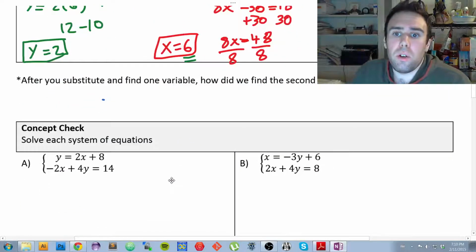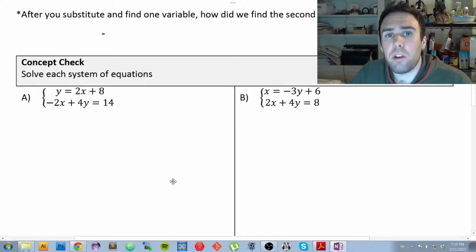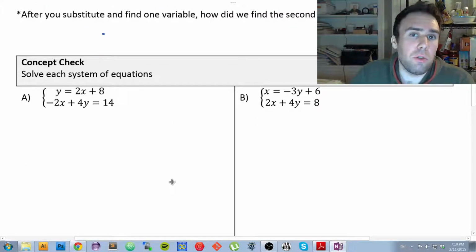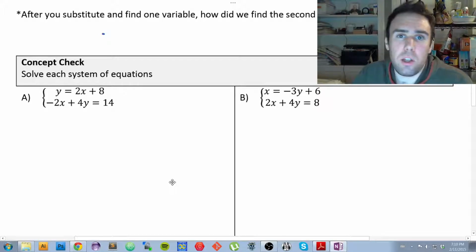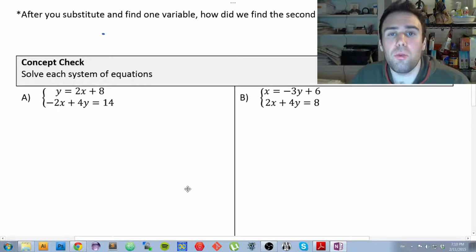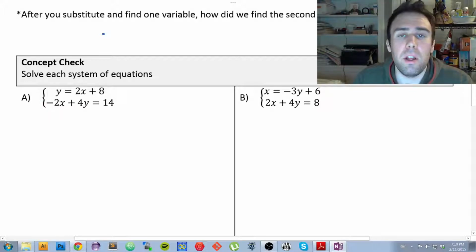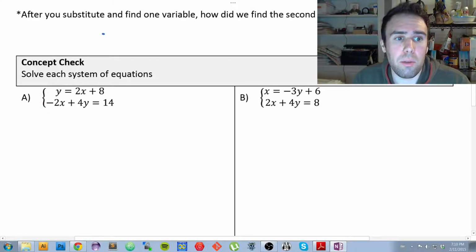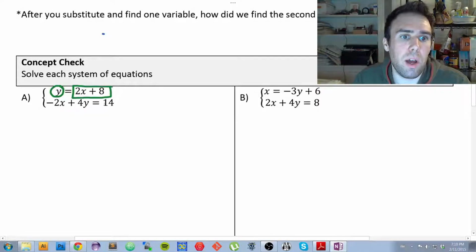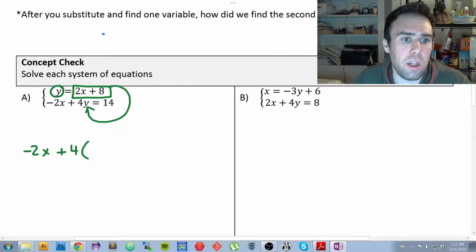What I want you guys to know is that it won't matter so much which variable you substitute first. So x's and y's are going to work the same way. You just need to make sure that you're following the instructions of what each equation is telling you to do. So if I were to take a look right here at this example, example A, this is telling me to substitute for y because I have a y equals. So in this system, I will take that 2x plus 8 and I will substitute it in for y, giving me an expression that looks like this.